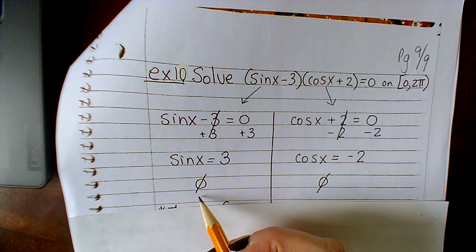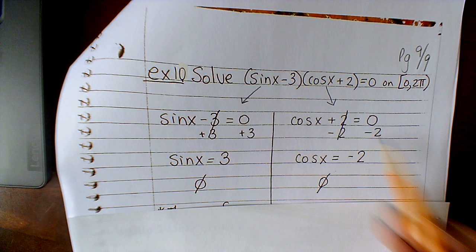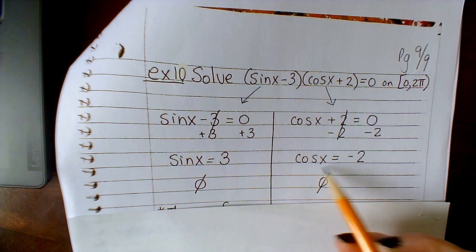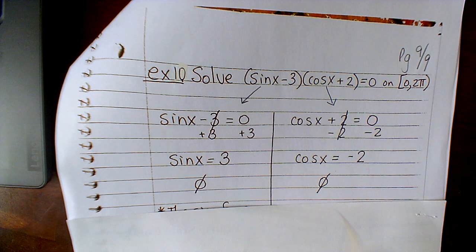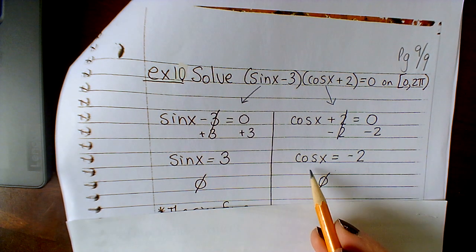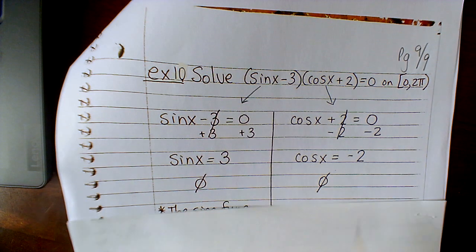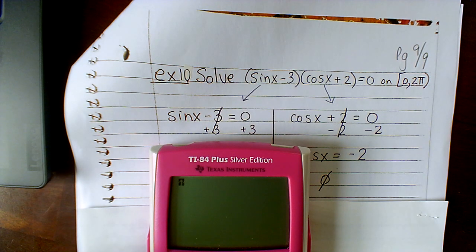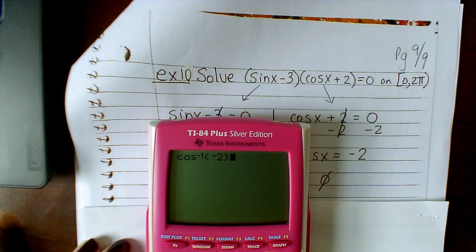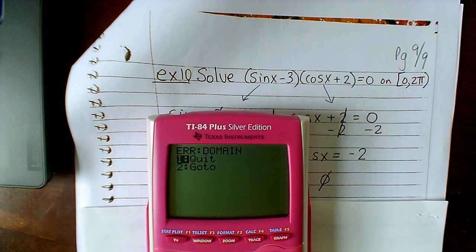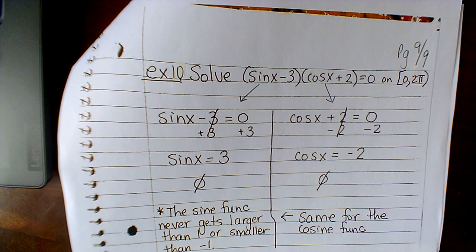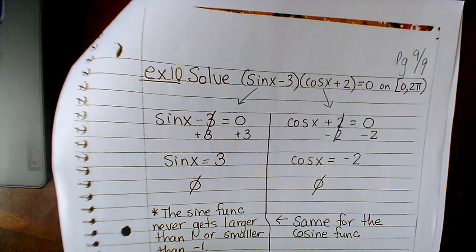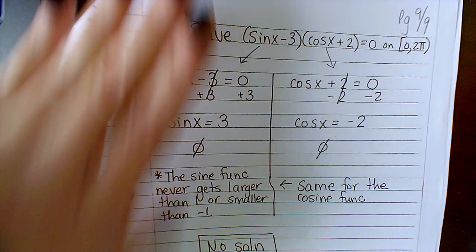So there's no solution. Over here, if I subtract 2 from both sides, I get cosine x equals -2. Same thing, no solution. The cosine function never goes above 1, never goes below -1. If you tried to take the inverse cosine of -2, you're going to get a domain error as well. So those are going to have no solution.